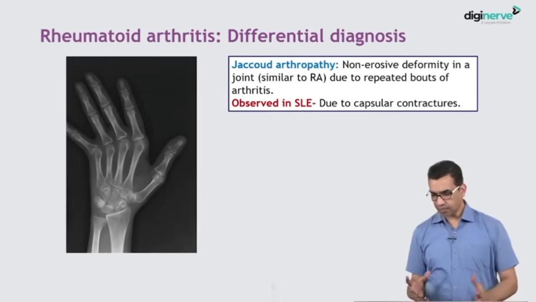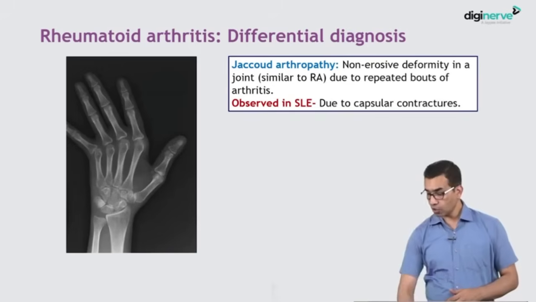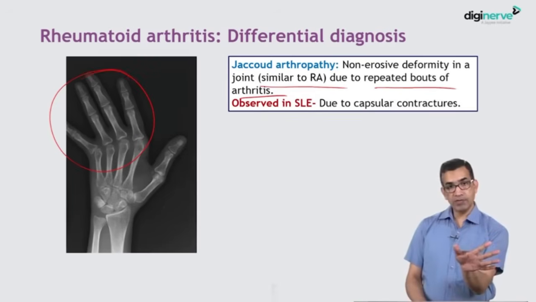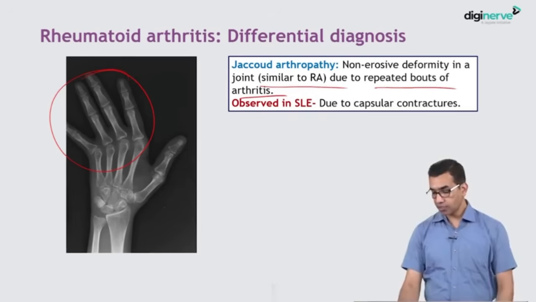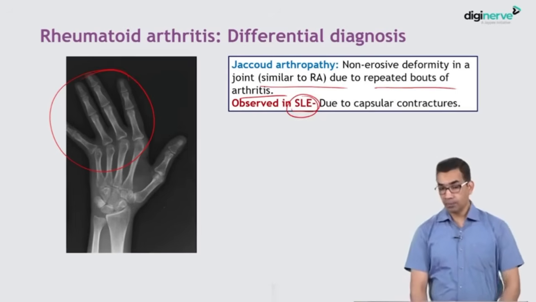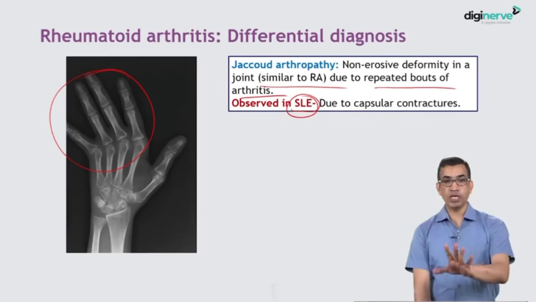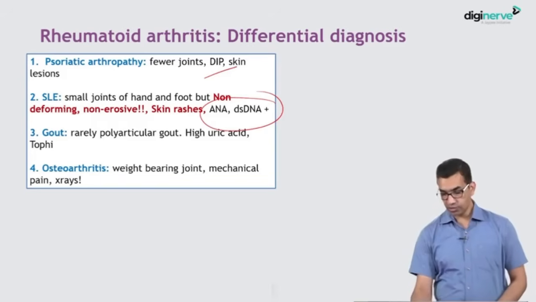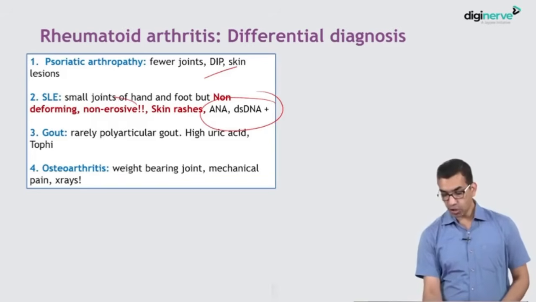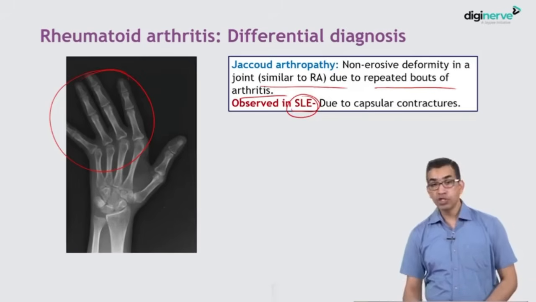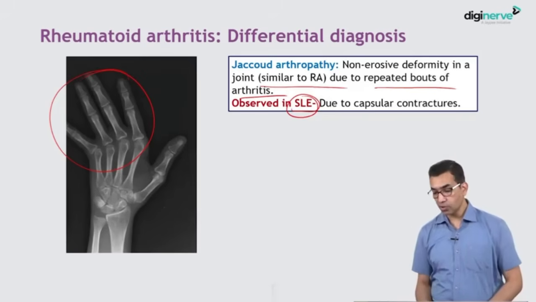There's another arthritis which is Jaccoud's arthropathy, which is a non-erosive arthropathy of the joint similar to RA due to repeated bouts of arthritis. Here you can see there's a deformity. It's an ulnar deviation of the fingers. It's observed in SLE due to the capsular contracture. So there is an ulnar deviation, but the X-rays look normal. So it's a non-erosive deforming arthropathy. I'll just repeat again. Usually it is non-erosive and non-deforming, but sometimes you may find some deformation due to the capsular contracture, and that's known as Jaccoud's arthropathy.